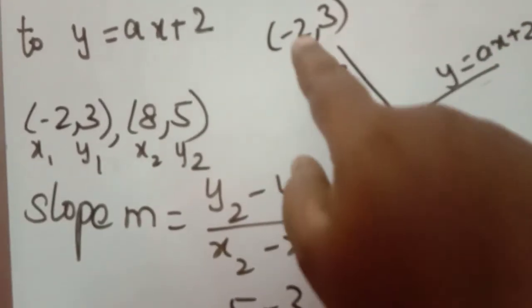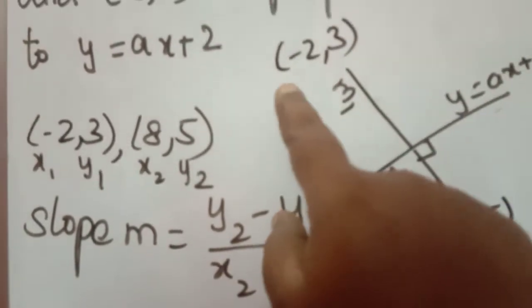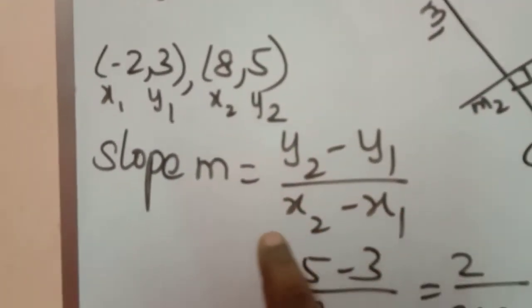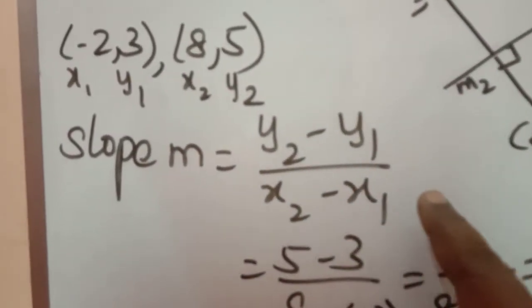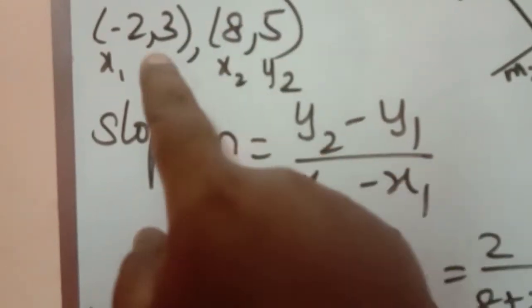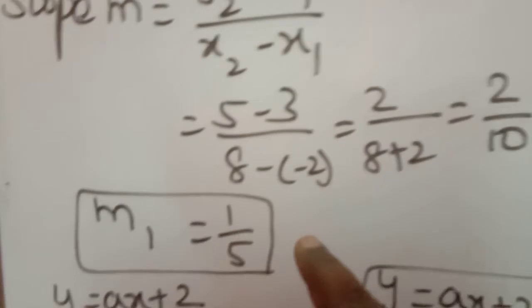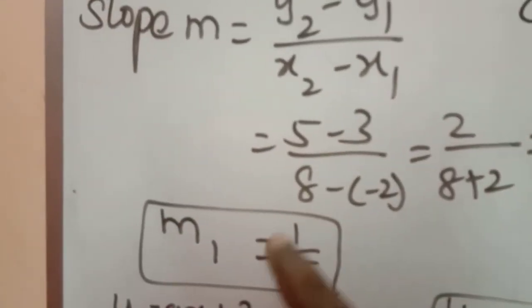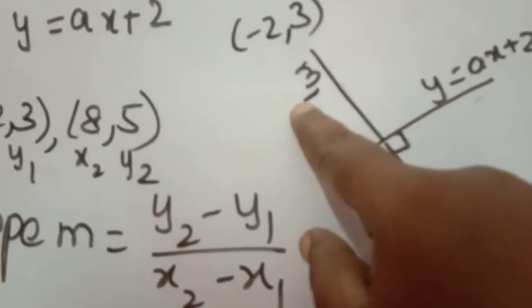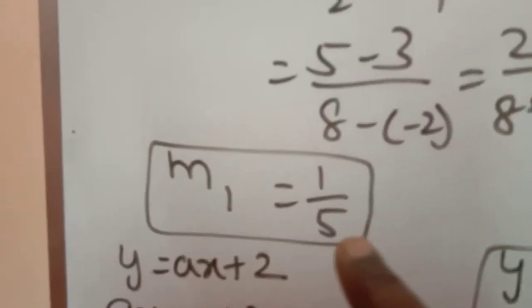Okay, so how to find the slope of this straight line? 2 points are there. Slope m equal to y2 minus y1 by x2 minus x1. So 5 minus 3 by 8 minus of minus 2. So the answer is 2 by 10. Consider the slope of this straight line as m1. So m1 is equal to 1 by 5.